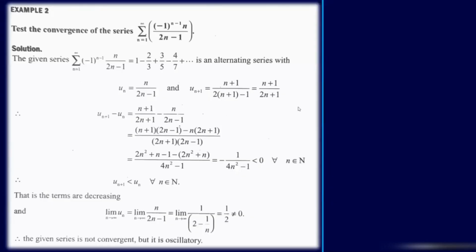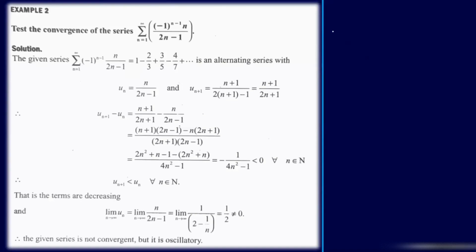Okay, that's the story in the case of alternating series. Look at this question now. Test the convergence of the series summation n equals 1 to infinity. Here you are given the nth term directly. When you take different values for n, for n equals 1, it becomes minus 1 to the power of 0, so it is positive, and n divided by 2n minus 1 gives simply 1.